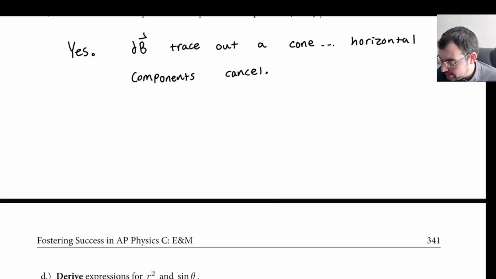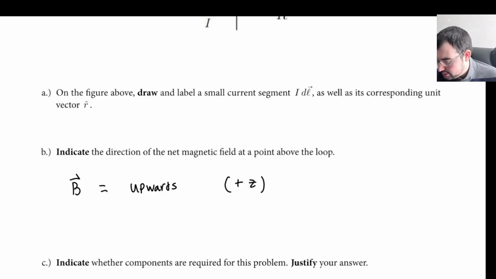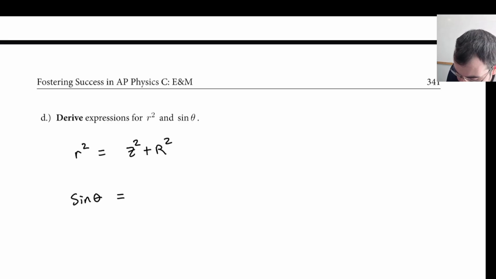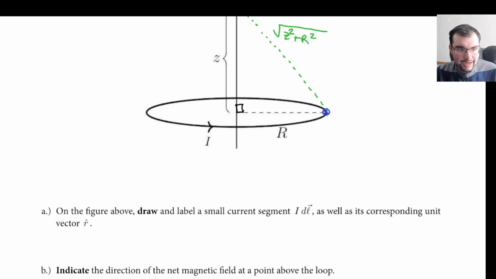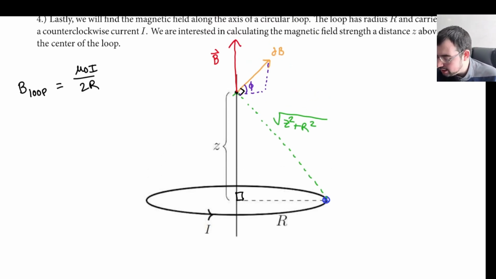R squared and sine theta are not difficult, because we're still living in the land of the Pythagorean theorem, so we've got ourselves a nice right triangle here. So r squared is once again that Pythagorean distance. And sine theta is equal to sine of 90 degrees, which is 1. I think we should justify that because it's not really clear. Theta is the angle between the current segment and r. It is not any of these triangle angles.